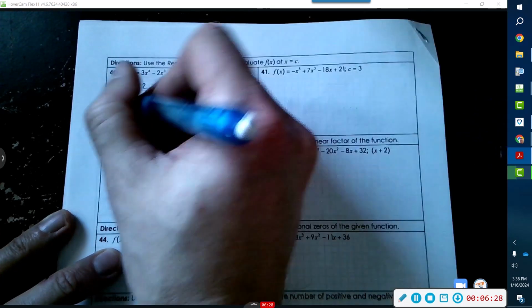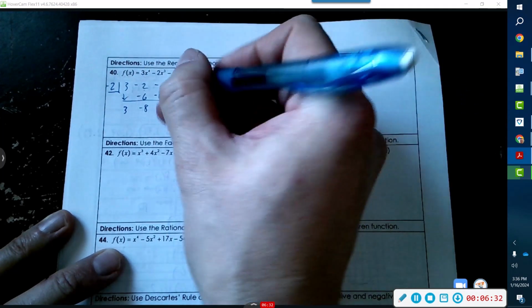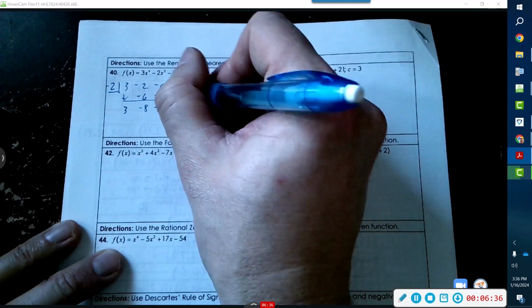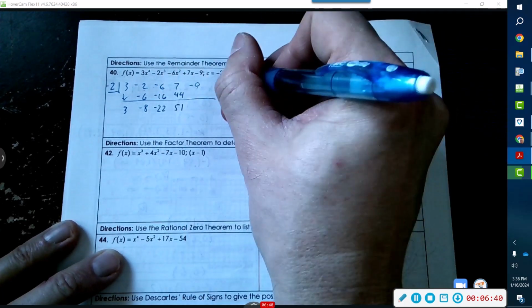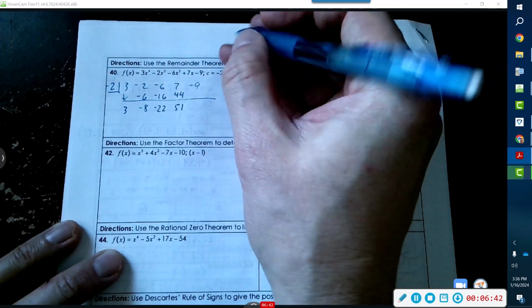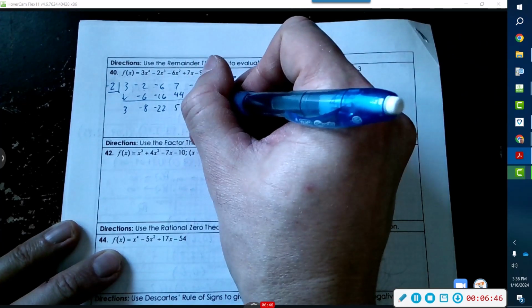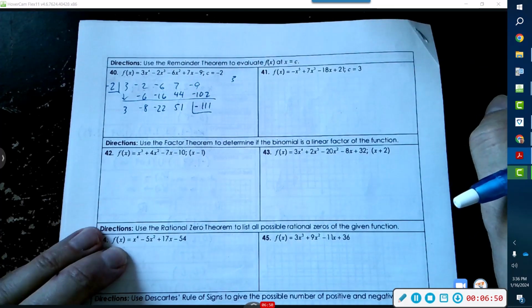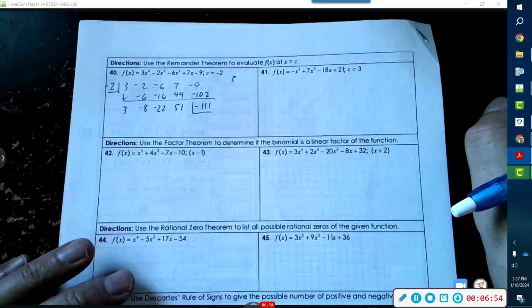Okay, we drop it. Negative 6, negative 8, negative 16. That's going to be negative 22. That's going to be a positive 44. That's going to be a 51. 51 times 2 is 102. And that's going to give us a negative 111. And of course, it's completely wrong.